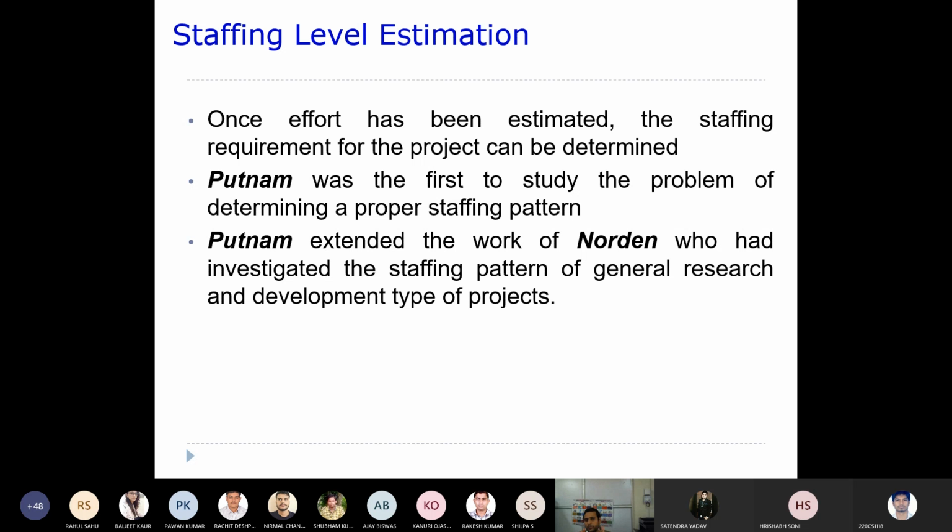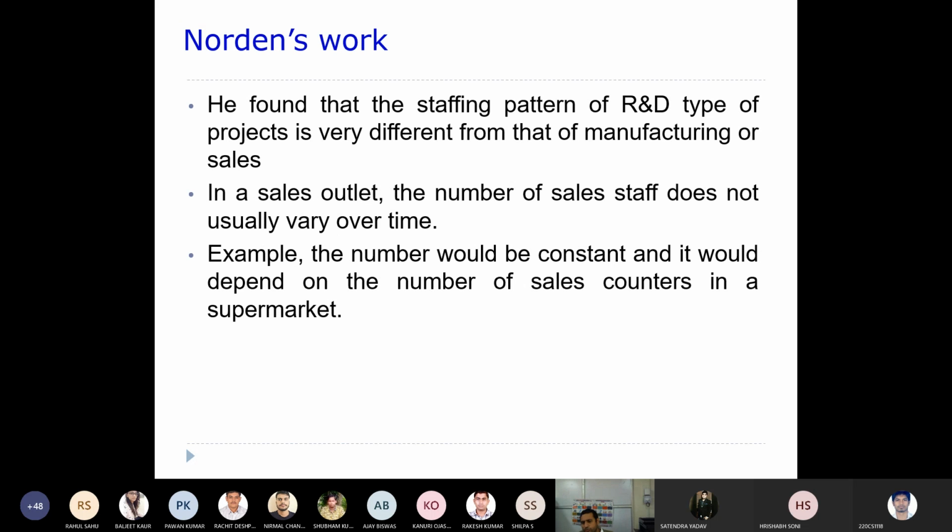But prior to Putnam, Norden had investigated this sort of staffing pattern for R&D, research and development type of projects. They are not actually software development projects. So Putnam extended the work that Norden carried out onto software projects. That is what we are trying to say. Clear? Now first we will see Norden's work, then we will get into Putnam's work.